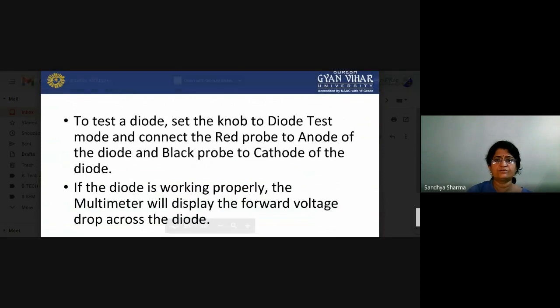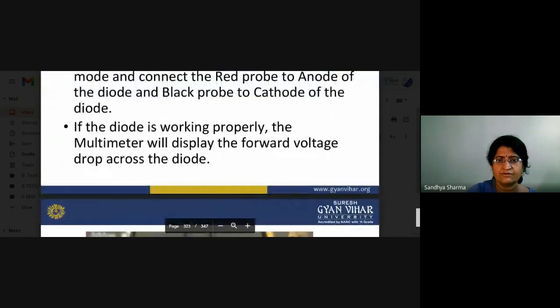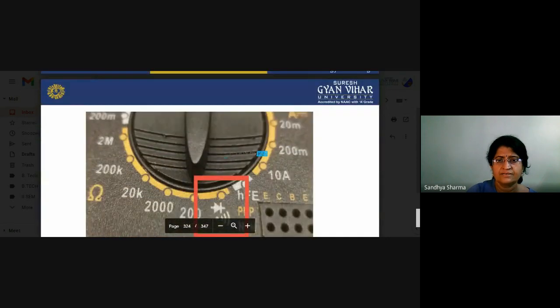To test a diode, set the knob to the diode test and connect the red probe to the anode of the diode. The red probe will be connected to the anode part of the diode, and the black probe connected to the cathode part of the diode. If the diode is working properly, the multimeter will display the forward voltage drop across the diode. So how can you see this forward voltage drop? Just in the multimeter you will find the reading.